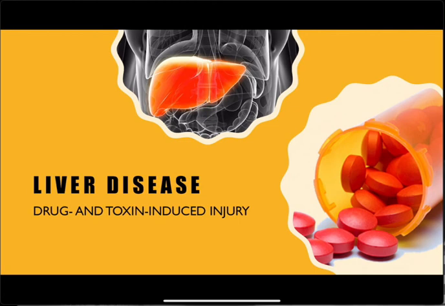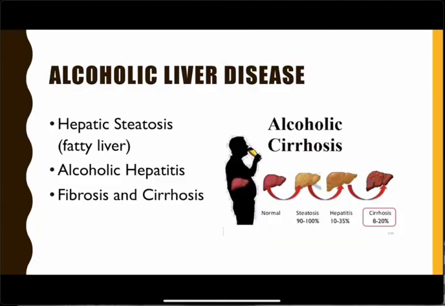So we have a whole family of inflammatory diseases. We have the possibility of toxin-induced injury. And then we have a big umbrella term of alcoholic liver. And alcoholic liver really includes a number of different diagnoses underneath it. And you can see this schematic shows the prevalence of these different types of liver disease in alcoholics. So we'll start with steatosis or fatty liver disease.